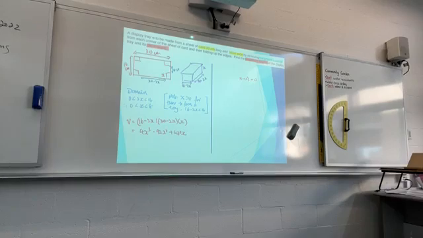But 8 is not included anyway. X has to be less than 8, so there's something wrong. Something wrong. Right? So that we know we can find the maximum and the minimum. Find the maximum volume, which is the volume.